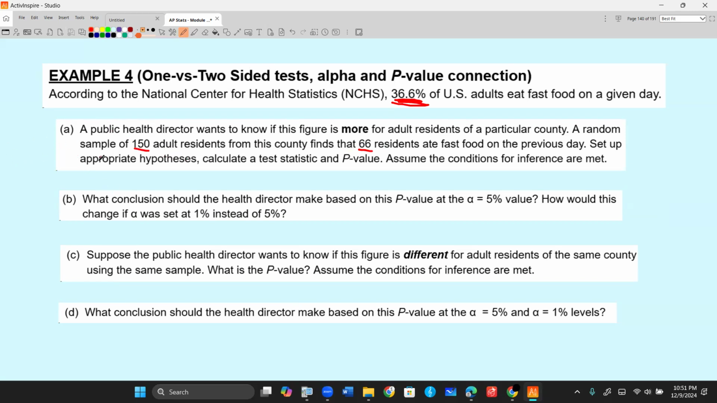Set up appropriate hypotheses, calculate a test statistic and a p-value, assuming the conditions are met. So we don't have to check them in this case here. Part B, what conclusion would you make at the 5% level? How would this change if it was 1%? Part C, suppose the public health director wants to know if this figure is different for adult residents of the same county using the same sample. What is the p-value? Assume the conditions for inference are met. And finally, what conclusion would the health director make based on the p-value at both the 5% and the 1% levels? Let's get to it.